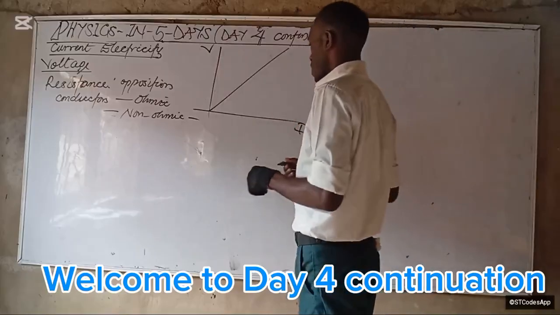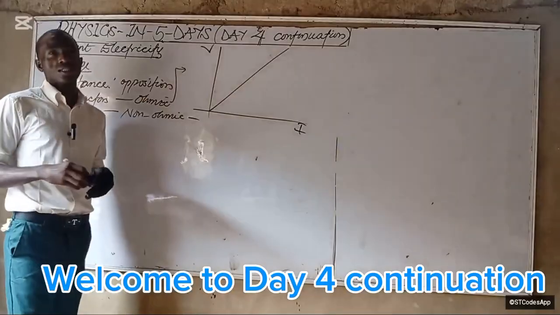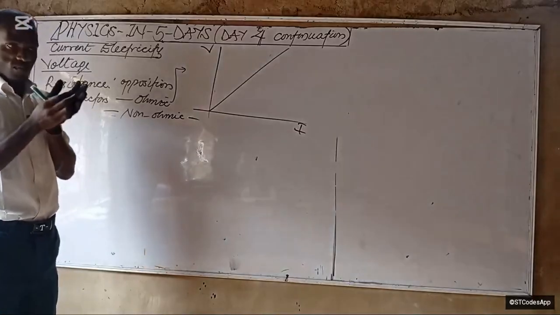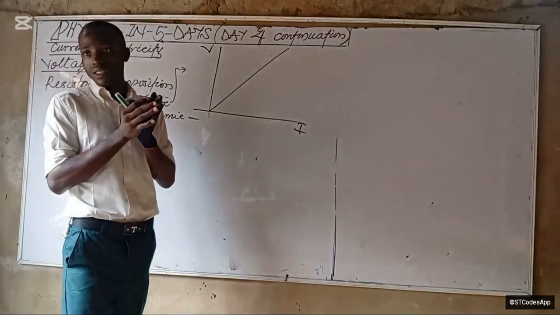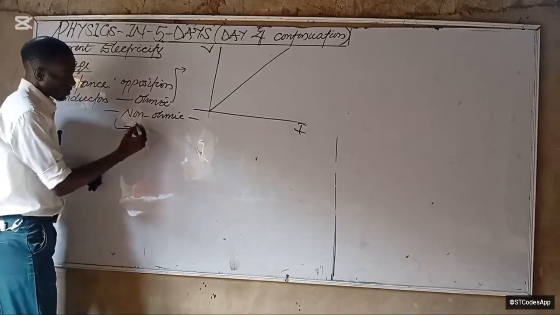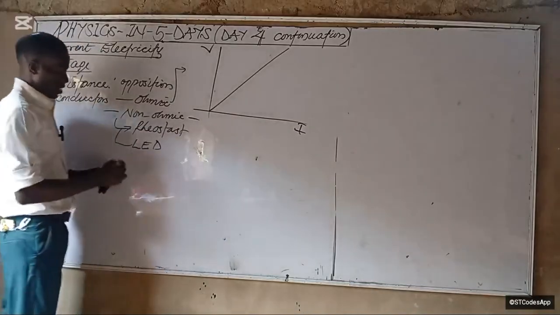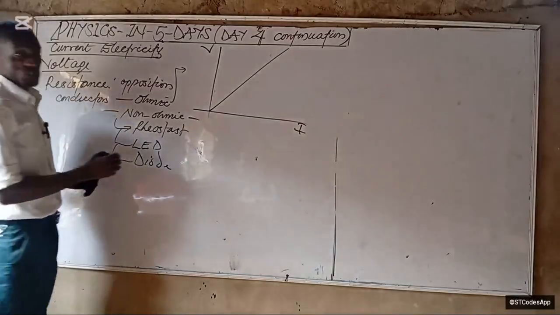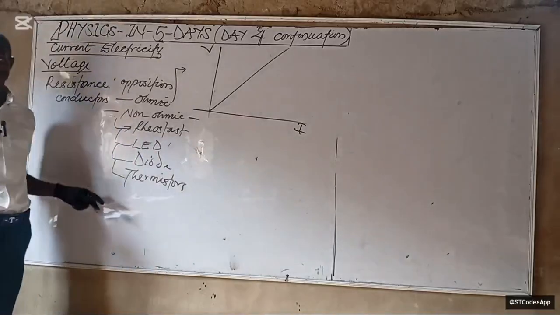But for non-ohmic conductors, an example of ohmic conductors is our resistor. What do we call the kind of resistor that has a constant resistance? I think it's constant resistor. Then our non-ohmic conductors, we have the rheostat, right? We have the lead, and we have even the diode itself. Okay, it's a type of diode anyway. So we also have thermistors. Thermistors are also non-ohmic. Is that okay?